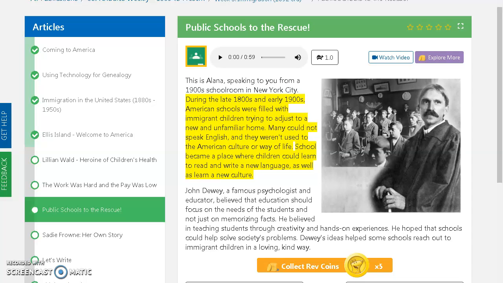The last thing you need to know is, under public schools to the rescue, how did public schools help immigrant children during the late 1800s and early 1900s? Right here in our text, it tells us that American schools were filled with immigrant children trying to adjust to a new and unfamiliar home. Many could not speak English, and they weren't used to the American culture or way of life. School became a place where children could learn to read and write a new language, as well as learn a new culture. So we need to know that school was a place where children could learn to read and write a new language and learn a new culture.